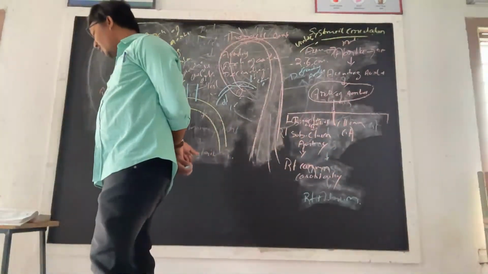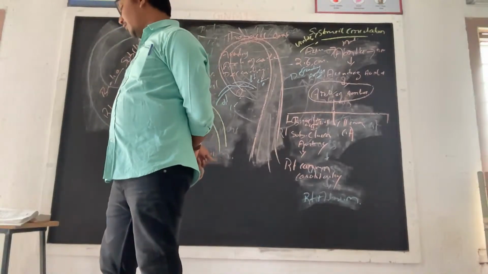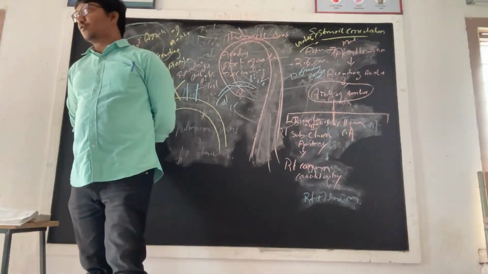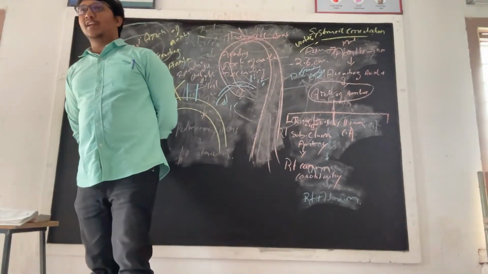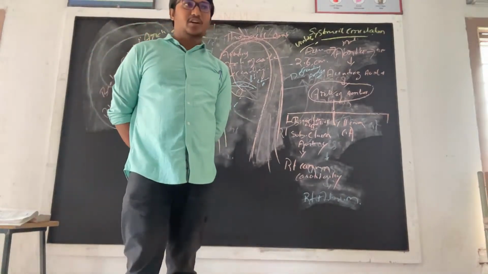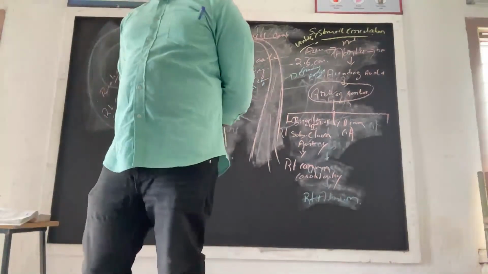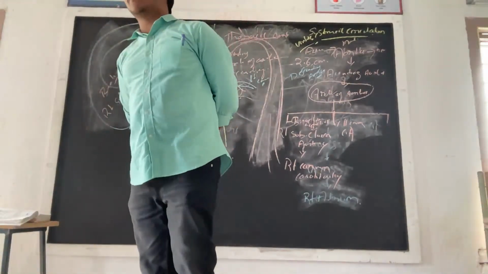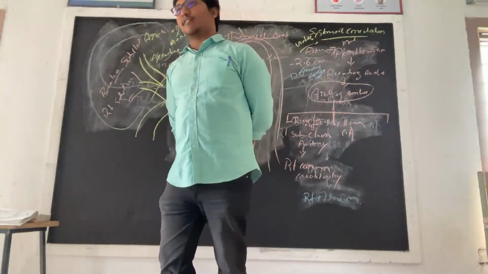Now I'm talking about the ascending aorta. The ascending aorta gives rise to major arteries. Mainly the coronary circulation arises from it. What is arising? Coronary circulation. So coronary circulation means we have two types of arteries: the left coronary artery and the right coronary artery.